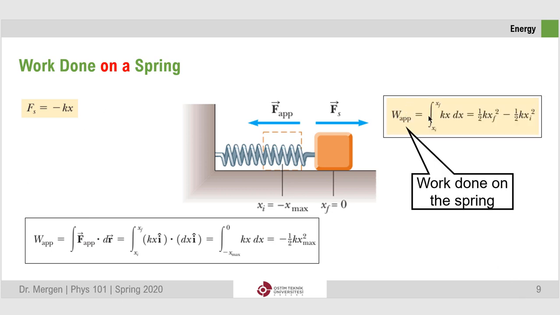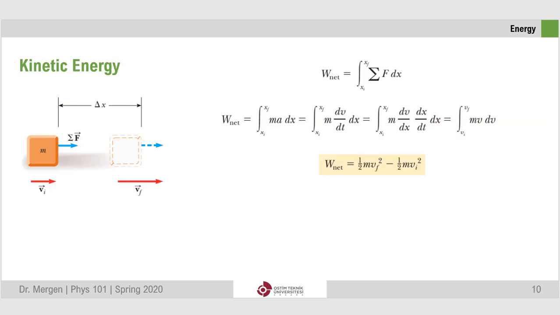And again, in order to write the work done on the spring in a more general way, we can calculate this integral. This time we don't have any minus sign here, therefore the final 1 over 2 k x sub final squared and the second term 1 over 2 k x sub initial squared will switch places.